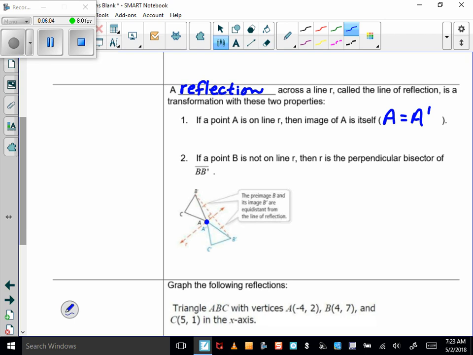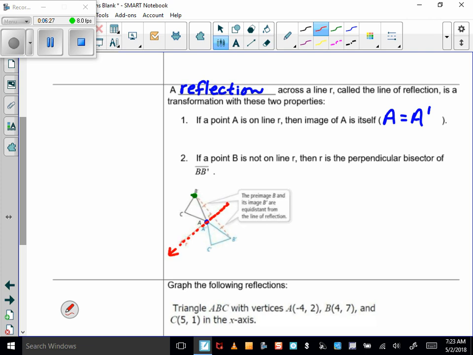And point 2 is, if a point B is not on line R, then R is the perpendicular bisector of the segment that connects the pre-image to the image. So look at your picture here. Here's my pre-image point B. Here's my line of reflection. I'll dash it in red just like they did.